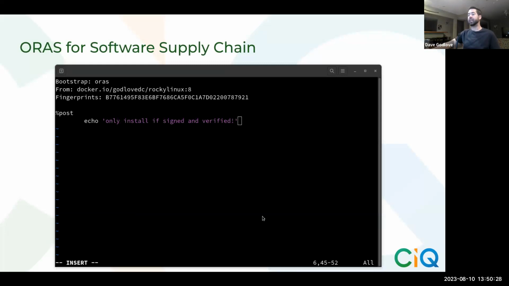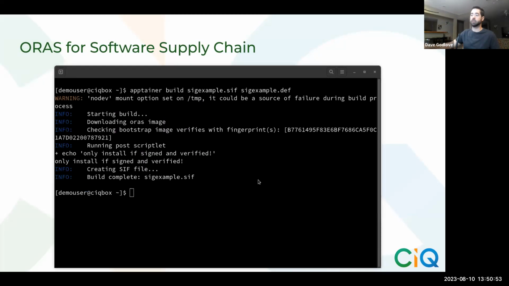Okay, and finally, you can actually check this fingerprint at build time, and here's how you would write a definition file to do that. The cool thing about this definition file is that it's going to bomb out and result in an error before it gets to actually executing any commands, if this fingerprint doesn't match what it expects from the upstream OCI registry. So this is what this looks like if it works. It goes ahead and checks while it's building, and if it checks out, then it runs the post section.